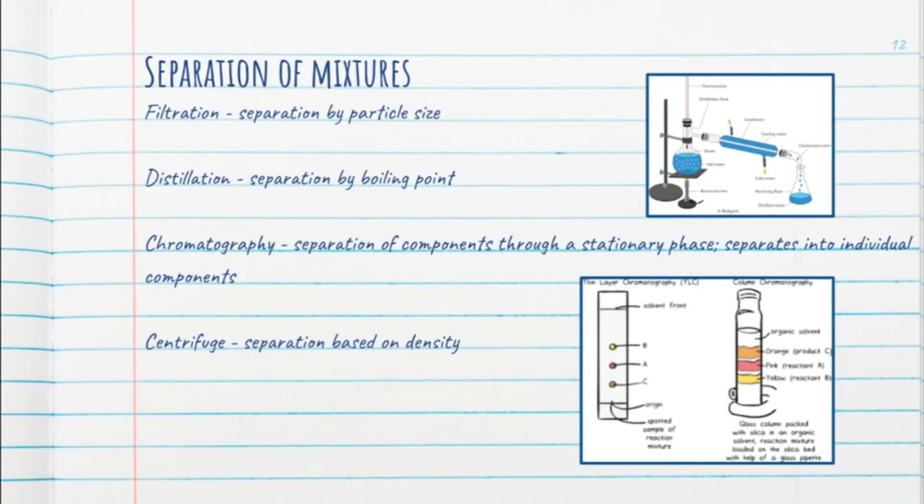Separation of mixtures. Filtration is used to separate mixtures by their particle size. Distillation is used to separate mixtures by their boiling point. Chromatography is separating components through a stationary phase into different components, so it shows like the color. And then centrifuge is separating based on density.